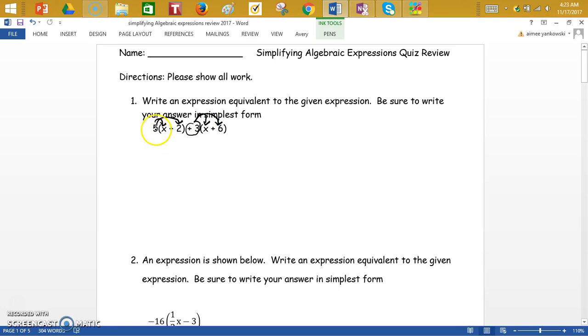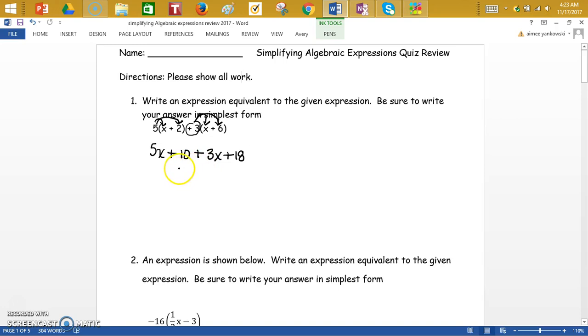So let's do this. When I distribute, it means to multiply through. 5 times x is 5x plus 5 times 2 is 10. Now I'm going to distribute this positive 3. Positive 3 times x is positive 3x, so I write plus 3x. Then I have positive 3 times positive 6, a positive times a positive, that would be a positive 18. And so our first step was to distribute.